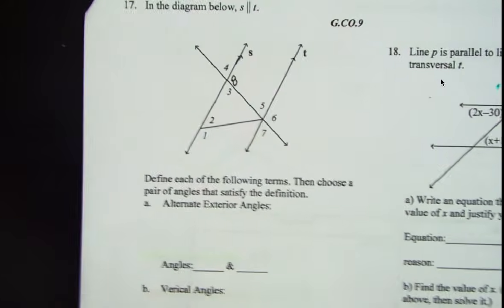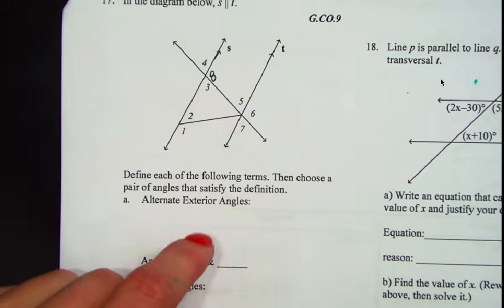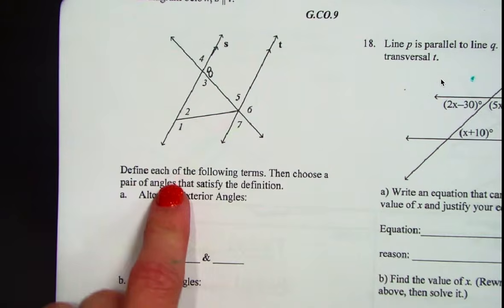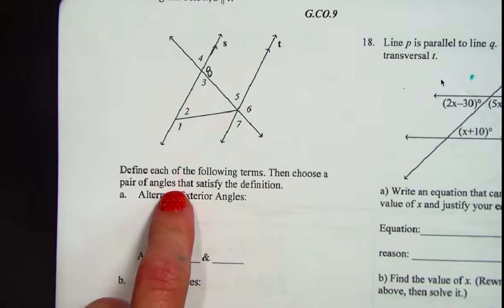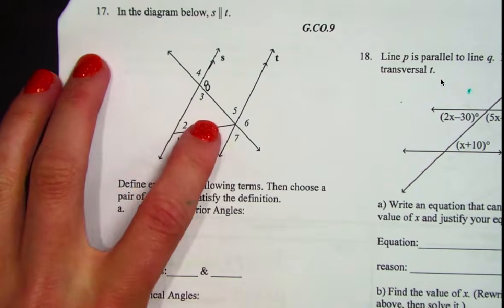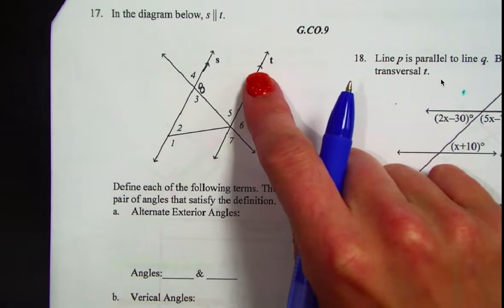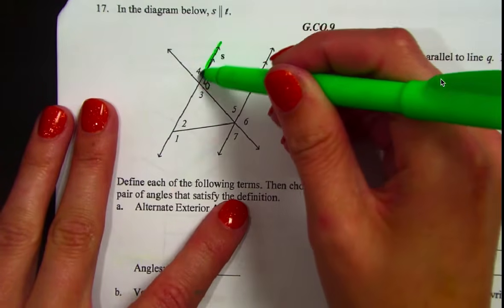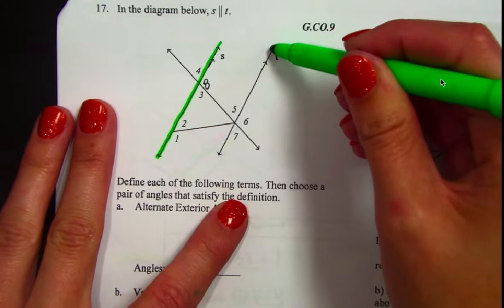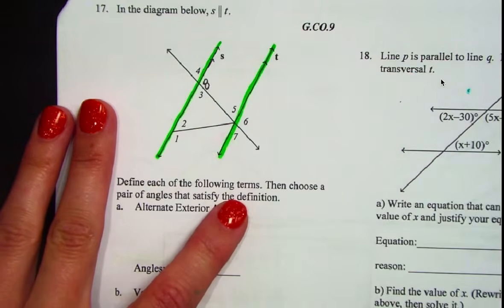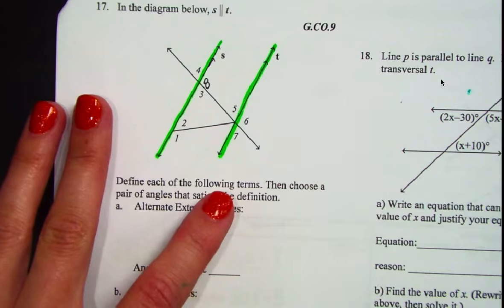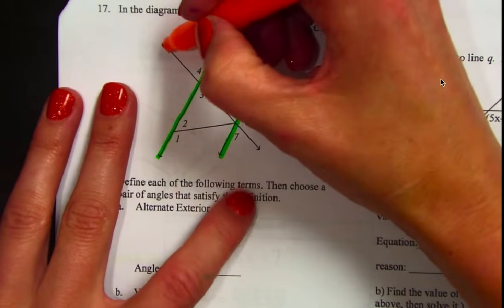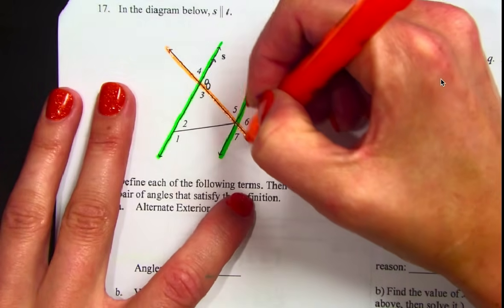17, we're given this diagram. We're going to define each of the following terms and then choose an example of a pair of angles that satisfy the definition. So here we're given S and T are parallel. So I'm going to go ahead and highlight those. S and T are parallel, and then we have this transversal going through right here.